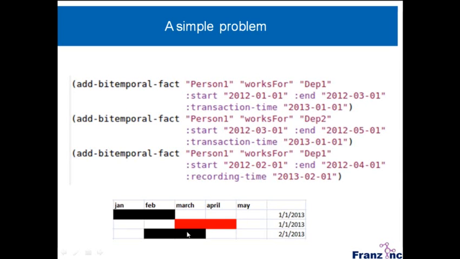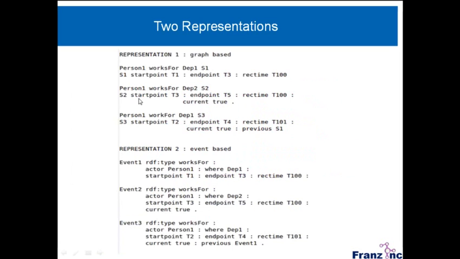Yeah? So now, in a company where you can work only for one department at a time, we have a problem, because here the database is inconsistent. So how would you even find this inconsistency in the database? Well, you can do this with 2 representations. The first one would again be a property graph. So you would say person 1 works for department 1, and the 4th element of the triple would be statement 1. And then you would say statement 1 has a start point T1, end point T3, and the recording time was T100. And then we would say person 1 works for department 2 at statement 2, where the start point was T3, end point T5, and the recording time was the same as here. But we also added the statement that this statement is currently true.